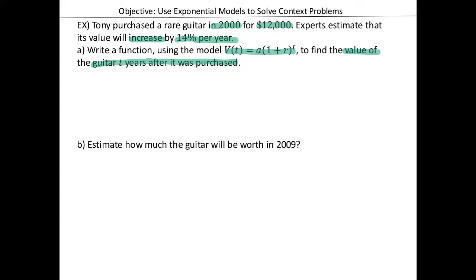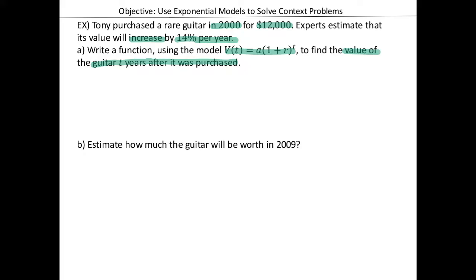So my important information I have is the year 2000. I have this 12,000 and I have this 14% and it's going to be increasing. Because it's increasing, my equation has the 1 plus r instead of the 1 minus r. And so if you remember, A is the initial value and then r is the rate increase and then t is like the unit of time.